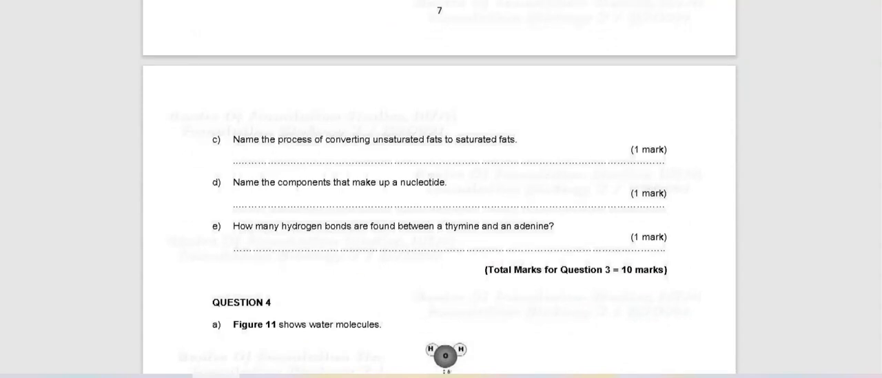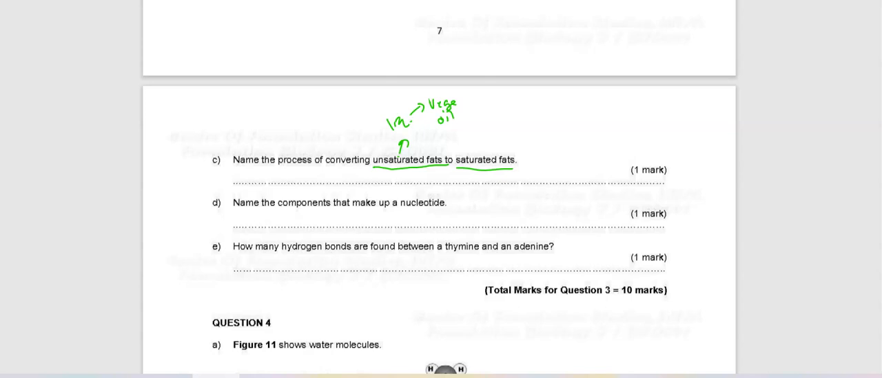C. Name the process of converting unsaturated fats to saturated fats. So unsaturated fats is basically fats in liquid form, for example, vegetable oil and also fish oil. So those are fats that are unsaturated, where at room temperature it is in liquid form. And as for saturated fats, there are animal fats, at room temperature they are in solid form.